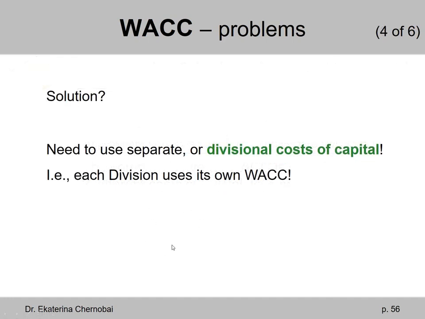In real life, firms are aware of this problem when they have multiple divisions, and they're realizing that the correct discount rate to use for a project undertaken by that specific division is to use that specific division's own weighted average cost of capital rather than the firm's overall weighted average cost of capital. So we need to use separate or divisional costs of capital as appropriate discount rates for projects undertaken by specific divisions. In other words, each division should use its own weighted average cost of capital.